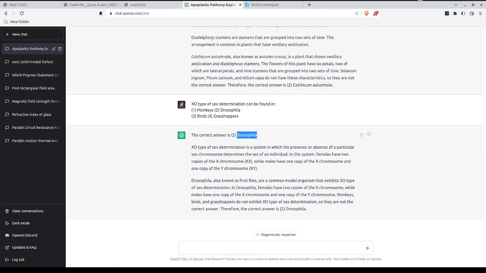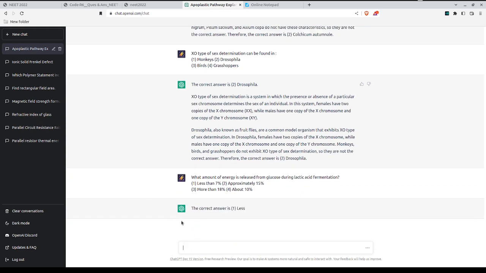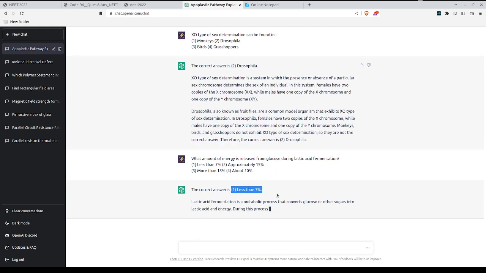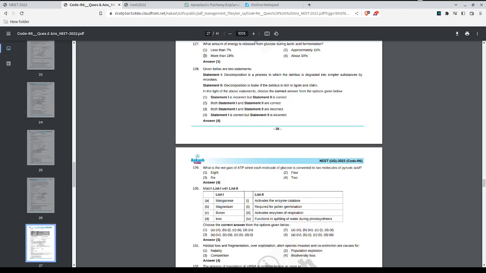What amount of energy is released from glucose during lactic acid fermentation? 1. Less than 7%, 2. Approximately 15%, 3. More than 18%, 4. About 10%.